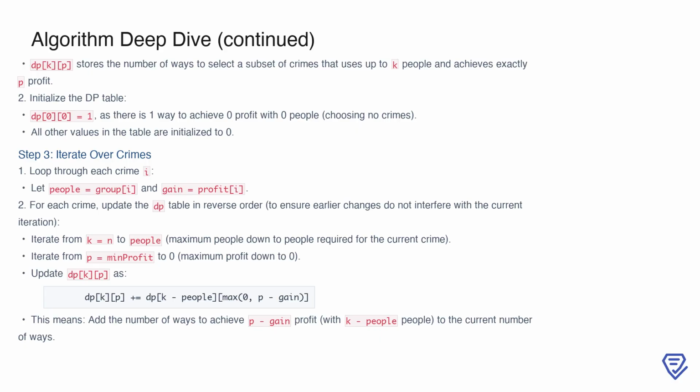The update is done in reverse order to ensure that the values from the previous state of the table are not overwritten prematurely. Specifically, we iterate backwards over the available number of people, from n down to people, and over the profits, from min profit down to 0. For each combination of people and profit, we add the number of ways to achieve peak gain profit with k people to the current entry dp k p. This represents the inclusion of the current crime into the subset. By iterating in reverse, we avoid double counting or prematurely modifying the table entries.